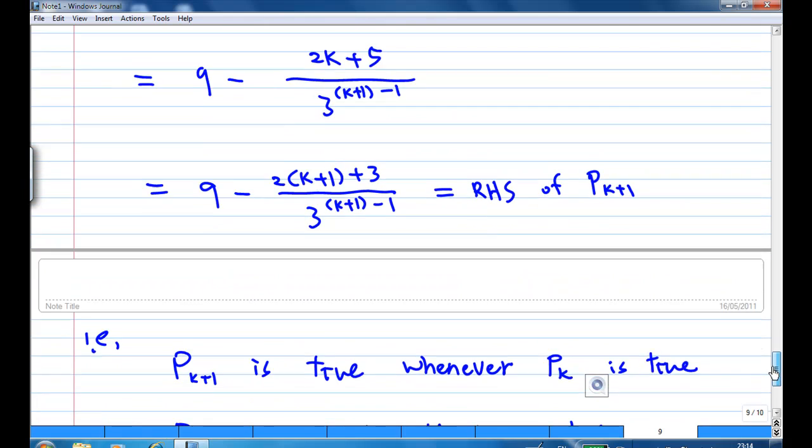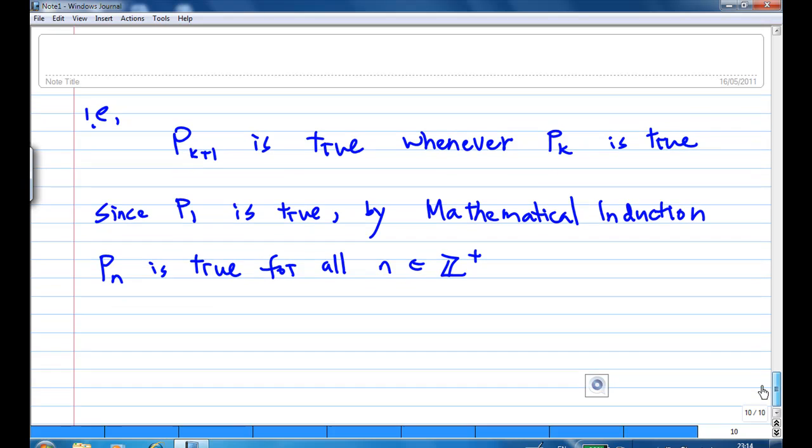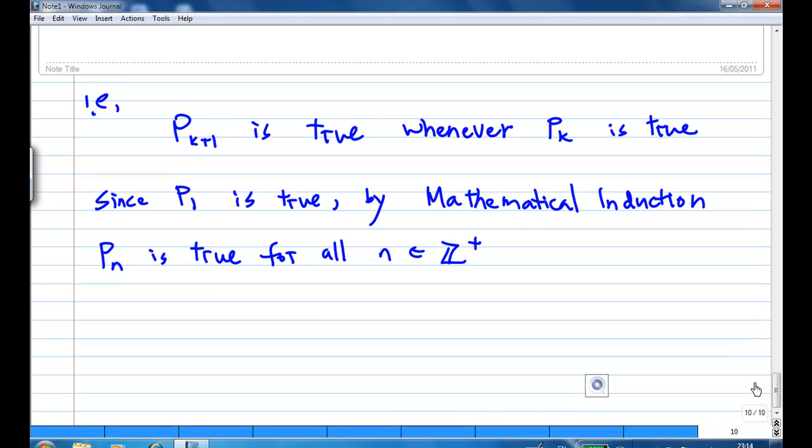So Pk plus 1 is true whenever Pk is true. Since we know P1 is true, by mathematical induction, Pn is true for all n belonging to the set of positive integers. That is the end of the proof.